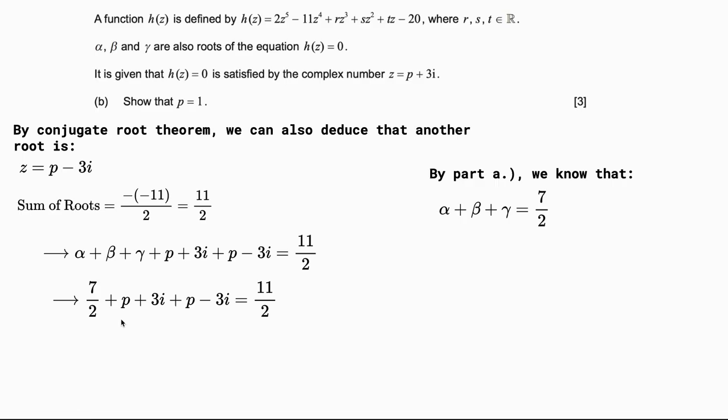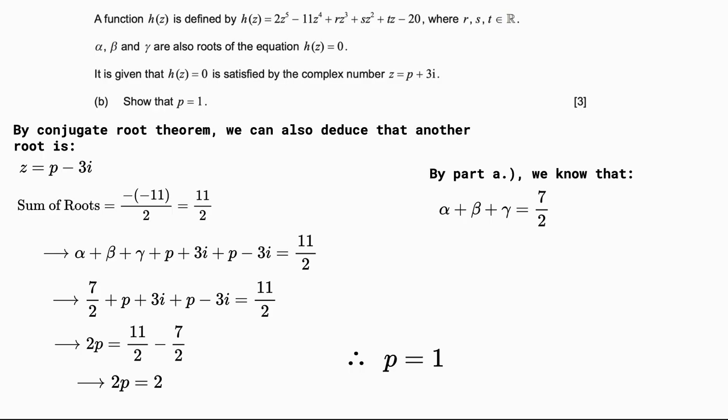And then over here, the 3i minus 3i cancels out. And if we move this 7 over 2 to the other side of the equation, we then end up with 2p equals, and of course we get p plus p, so you get 2p over here, and then on the other side, you get 11 over 2 minus 7 over 2. If we simplify, that's just 2p equals 4 over 2, which is just 2p equals 2. And hence, if we divide both sides of this equation by 2, we get p equals 1.